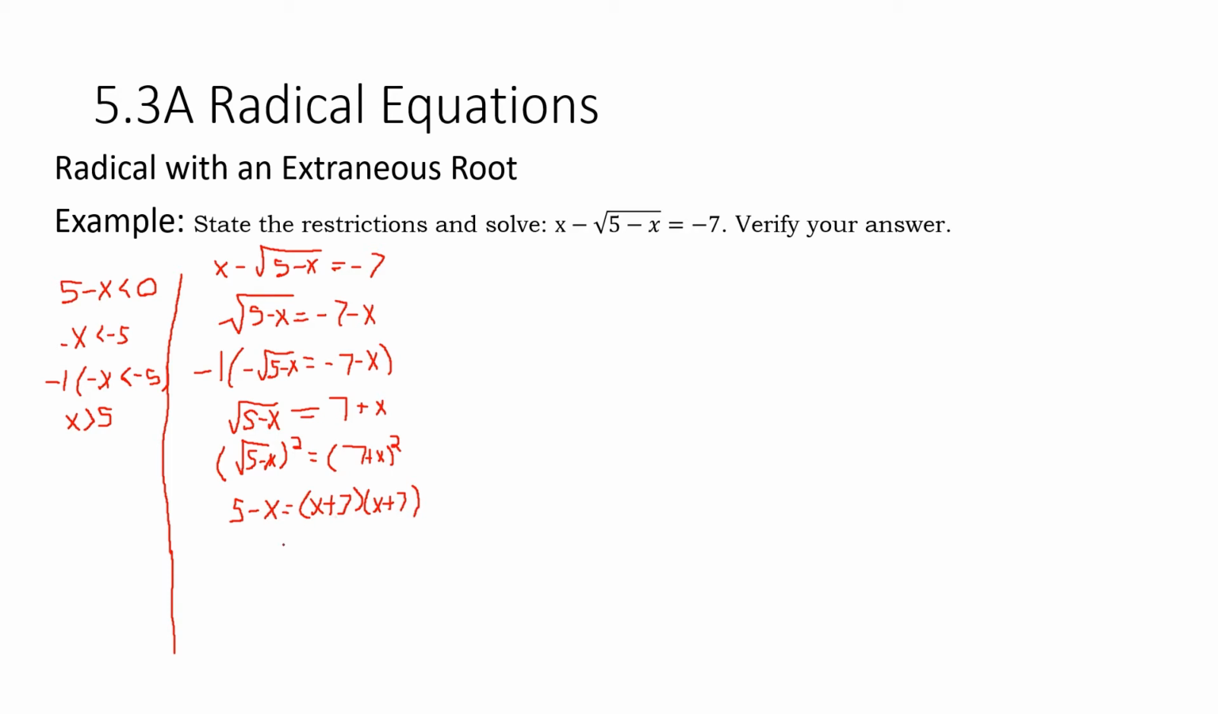We're going to recognize some of our quadratic stuff here. So let's solve this out. 5 minus x is equal to x times x is x squared. x times 7 is 7x. 7 times x is also 7x. And 7 times 7 is 49. So you'll notice that we have our trinomial over here when we rewrite this out by combining these together. We've got x squared plus 14x plus 49.